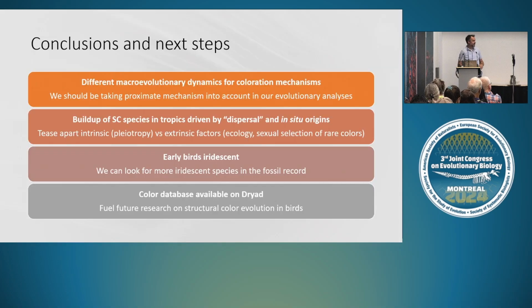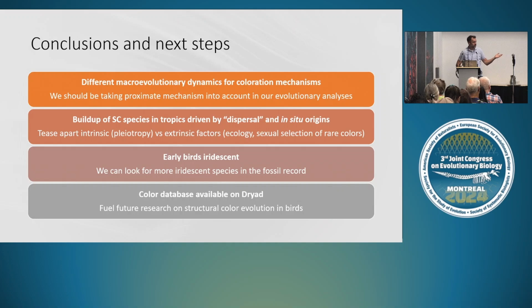Some conclusions and next steps. One thing, I showed different macroevolutionary dynamics for different color mechanisms. I think this just tells me that we should probably be taking mechanism into account in our evolutionary analyses, as I know a lot of us in this room do. The buildup of structurally colored species in the tropics being driven by dispersal and in situ origins, I think, tells us that the next steps are we need to tease apart whether it's intrinsic things like pleiotropy, or is it extrinsic factors like sexual selection and ecology that cause this.